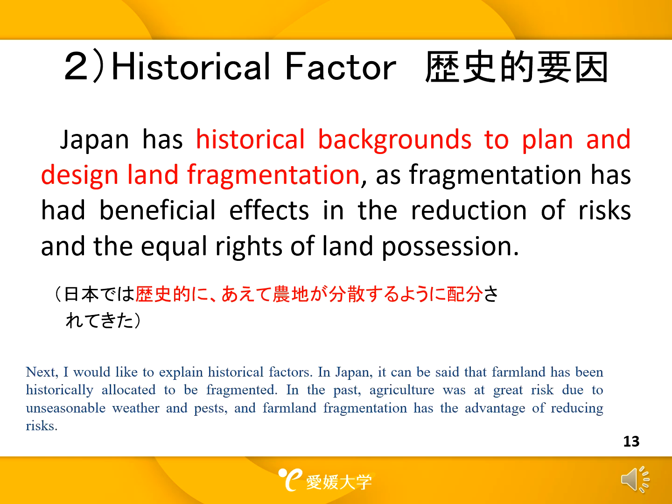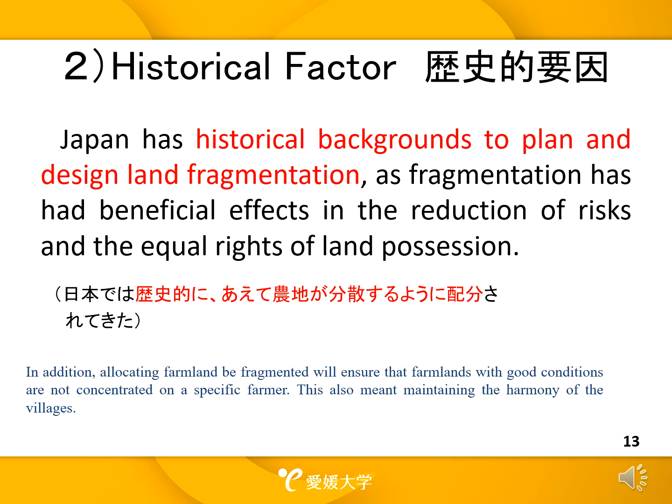Next, I would like to explain historical factors. In Japan, it can be said that farmland has been historically allocated to be fragmented. In the past, agriculture was at great risk due to unseasonable weather and pests, and farmland fragmentation has the advantage of reducing risks. In addition, allocating farmland be fragmented will ensure that farmlands with good conditions are not concentrated on a specific farmer. This also meant maintaining the harmony of the villages.